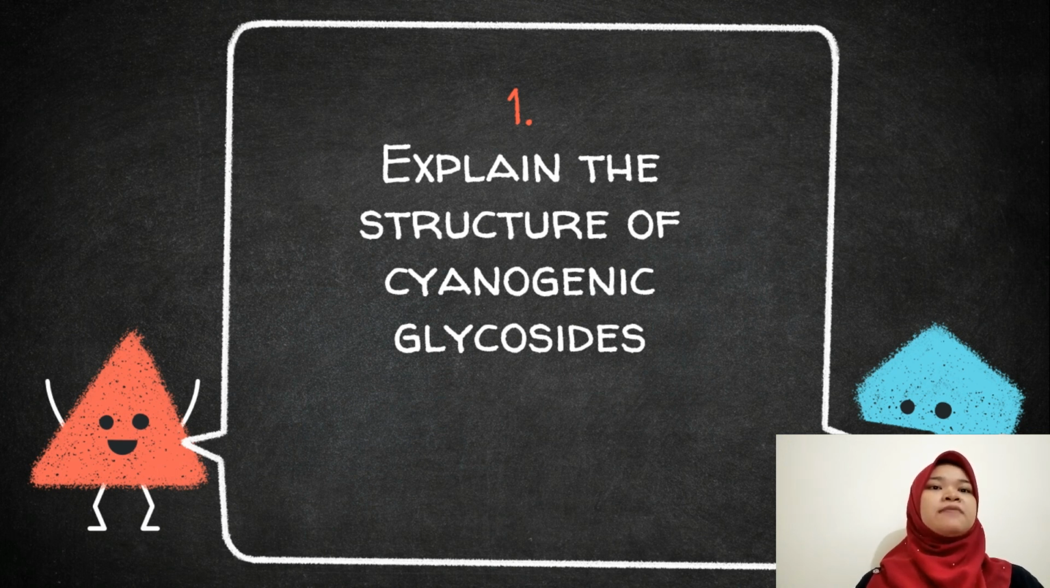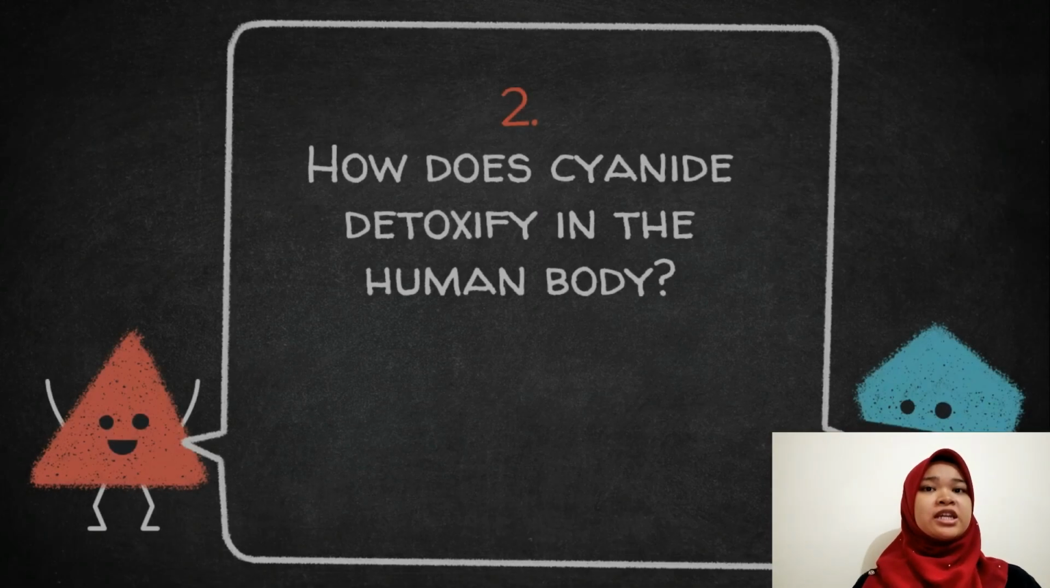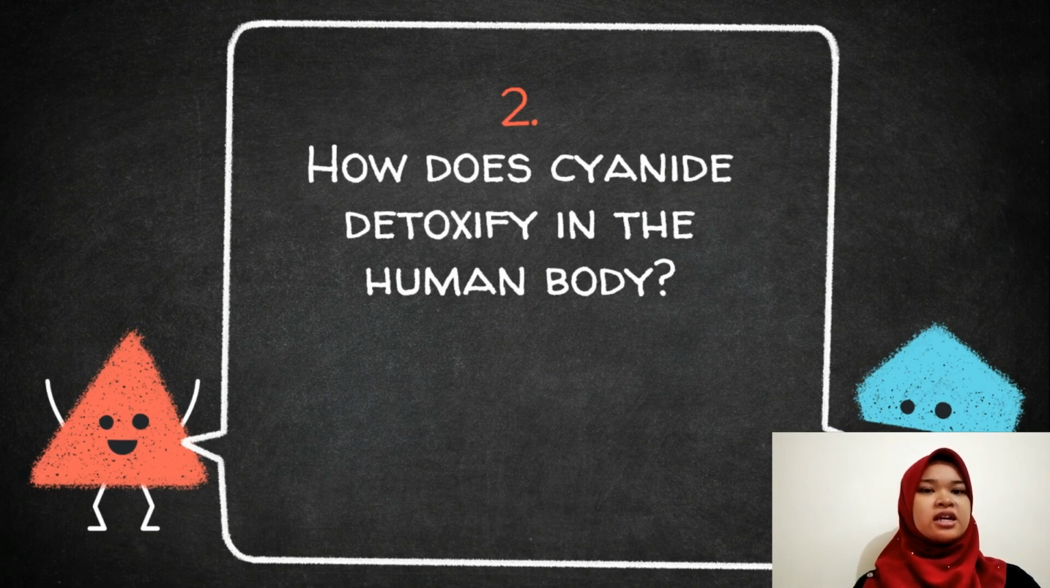However, new evidence shows that the toxicity of this compound is lower than those theoretically caused by the equivalent release of hydrogen cyanide. For the next question, how does cyanide detoxify in human body? Cyanide is detoxified in the body by the enzyme rhodanese with the help of sulfur-containing amino acid to thiocyanate, which is excreted in the urine.